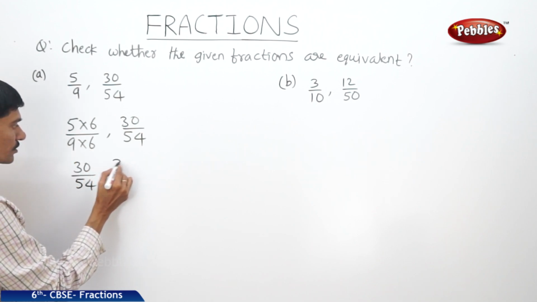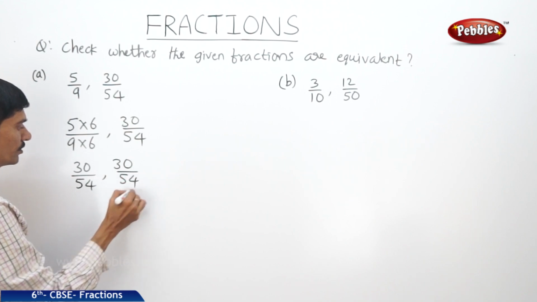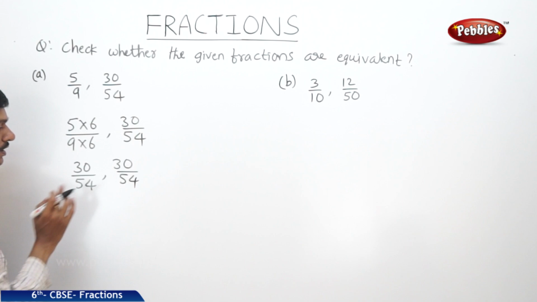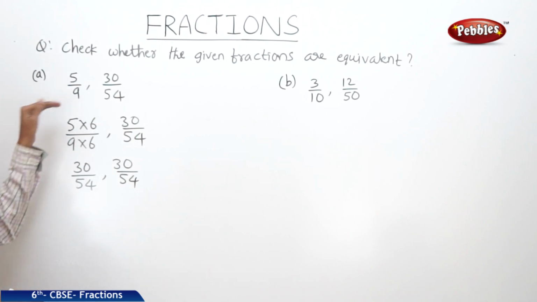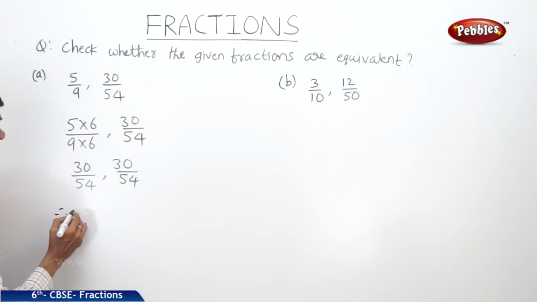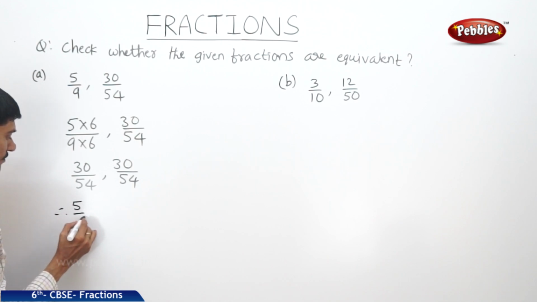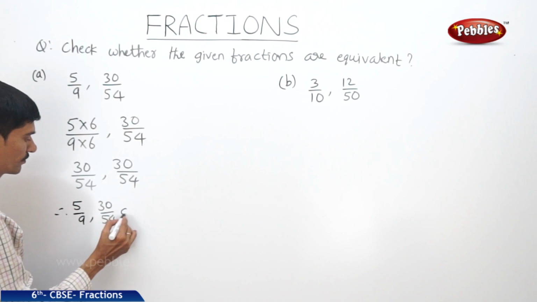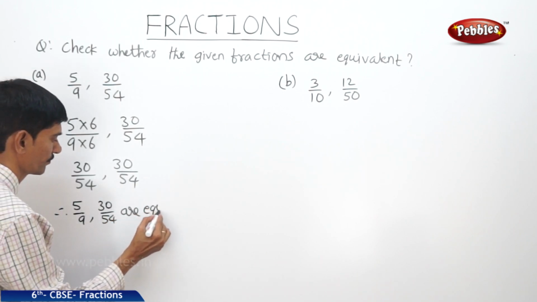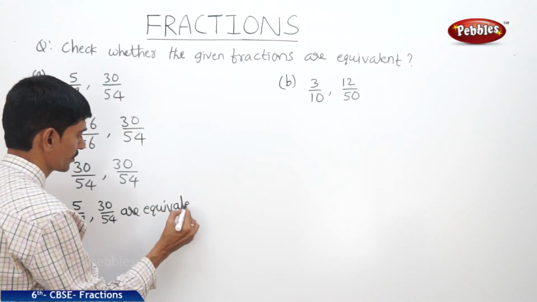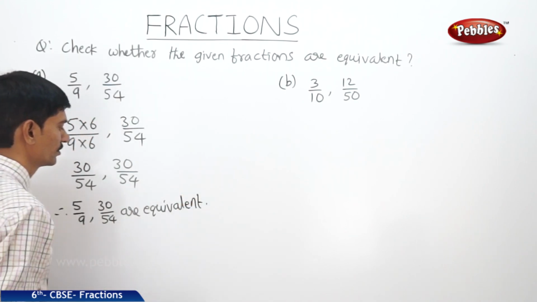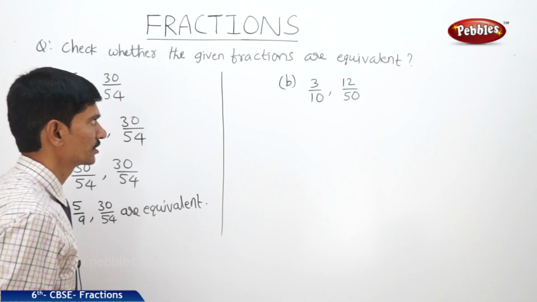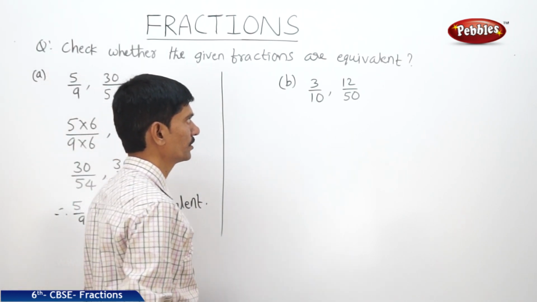So then 30 by 54. So when we make the numerators equal, we got the same denominators. So the given fractions are equivalent. So therefore 5 by 9, 30 by 54 are equivalent fractions. Now the second question, 3 by 10 and 12 by 50.